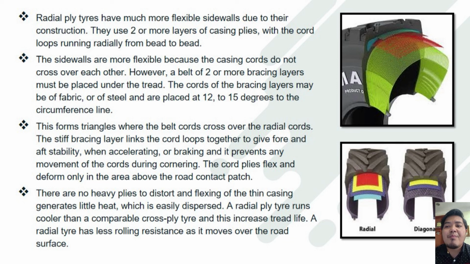The cord plies flex and deform only in the area above the road contact patch. There are no heavy plies to distort, and flexing of the thin casing generates little heat, which is easily dispersed. A radial ply tire runs cooler than a comparable cross ply tire, and this increases the tread life. A radial tire also has less rolling resistance as it moves over the road surface.